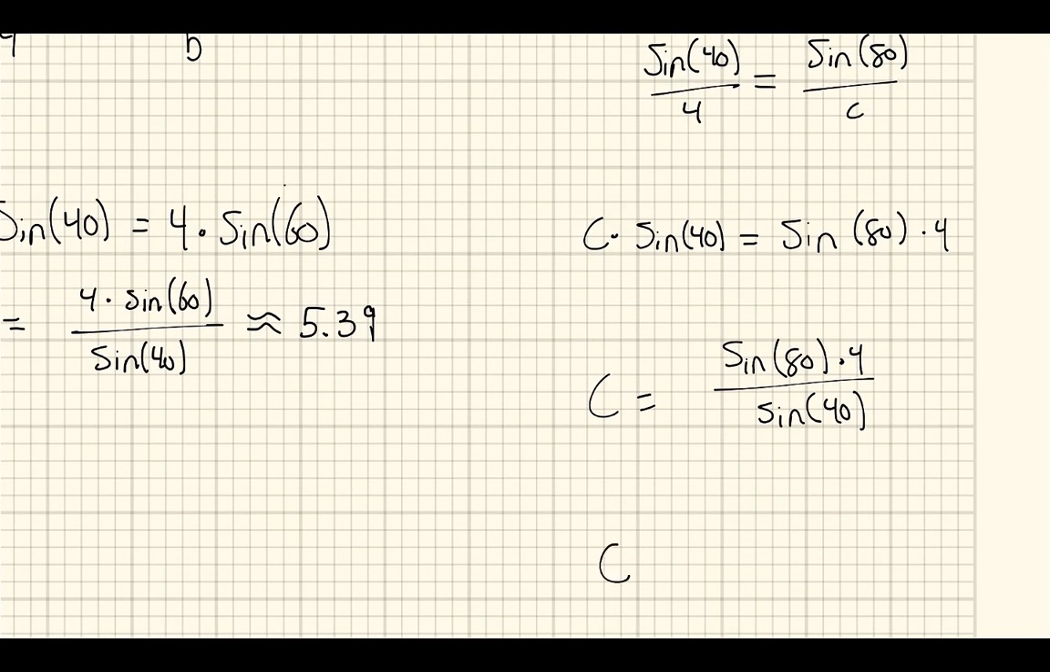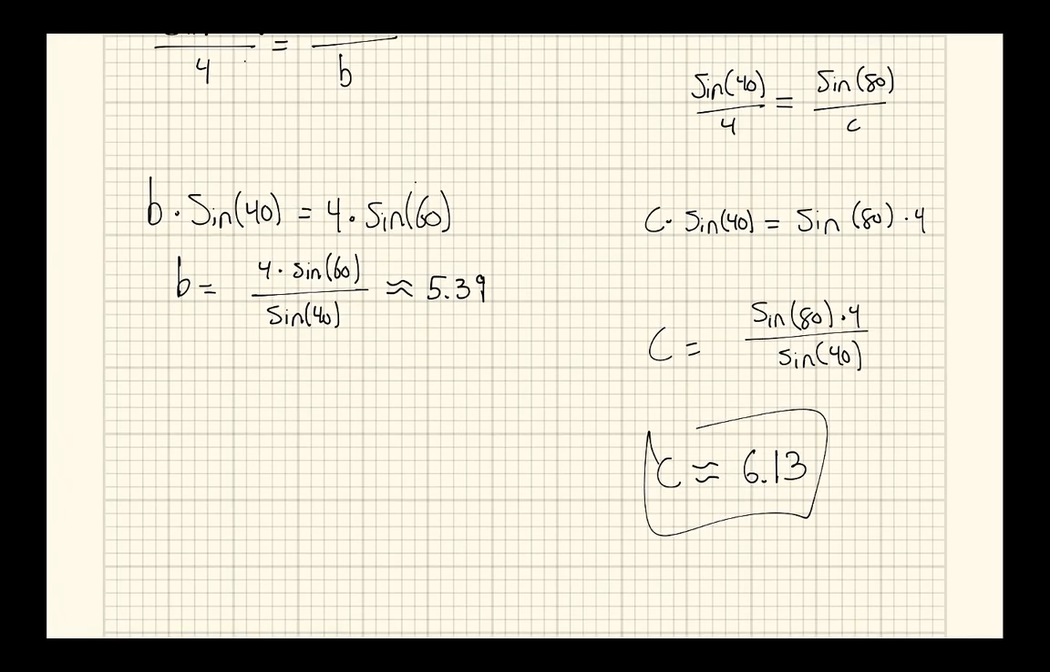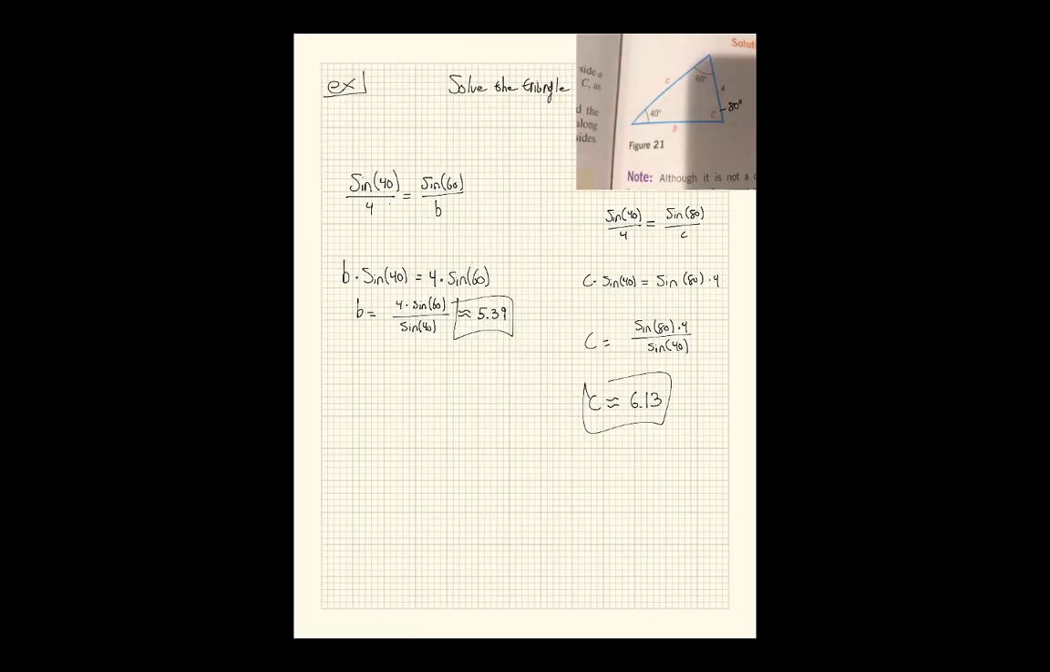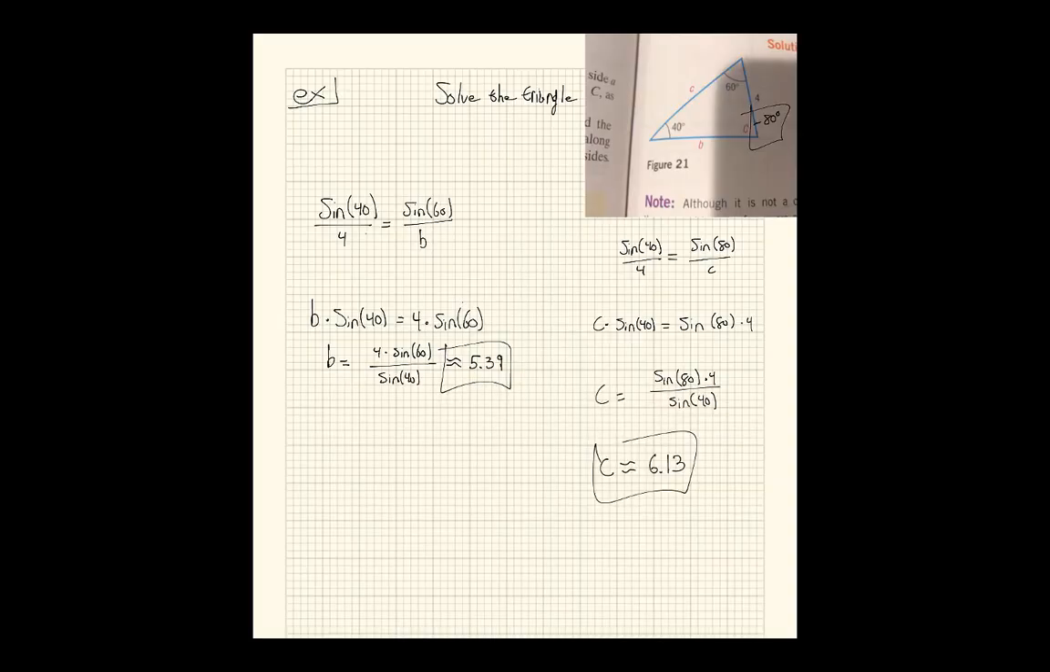Okay, so little c is about 6.13. So that gives us everything that we needed. We needed that little c, we needed the b here, and then also big C, we have 80 degrees. So those are my 3 parts that I needed. All right. So that was it for our first example.